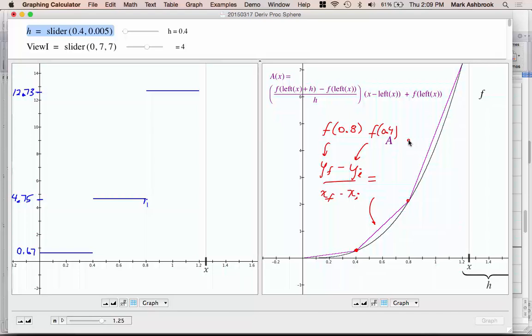How can we write a general form for what I'm calling R1, the approximate rate function? Let's see here.